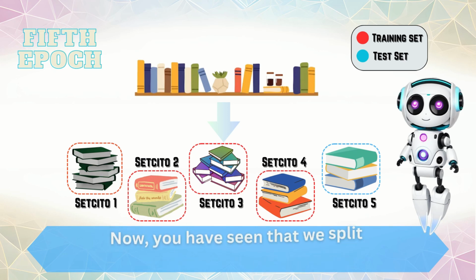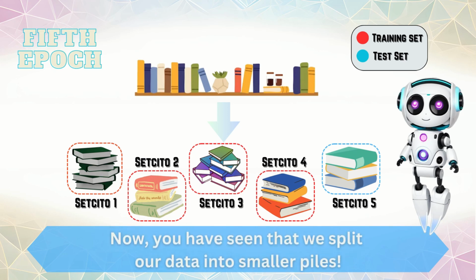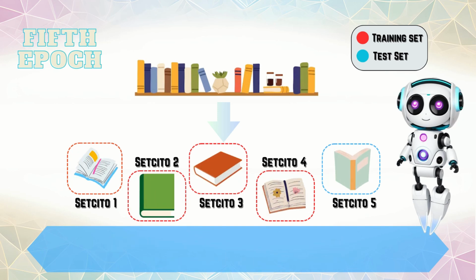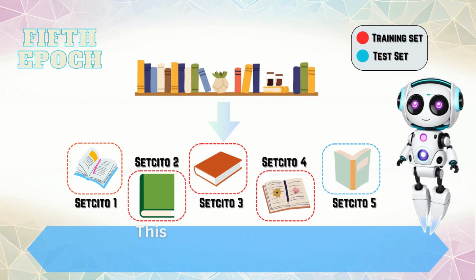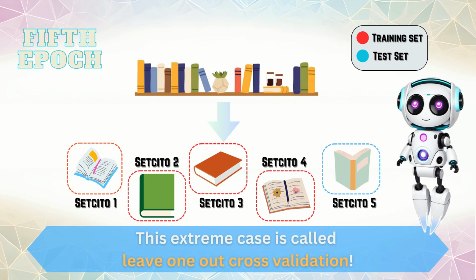Now you have seen that we split our data into smaller piles. The extreme case is that each pile consists of only one element. In our example, only one book. This extreme case is called leave one out cross-validation.